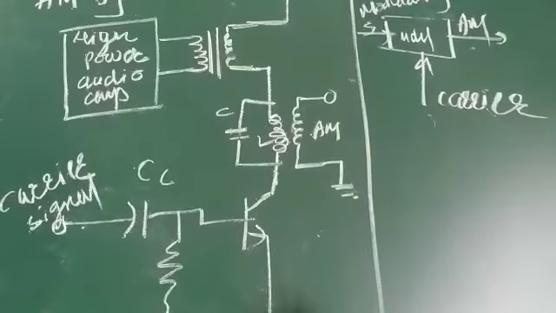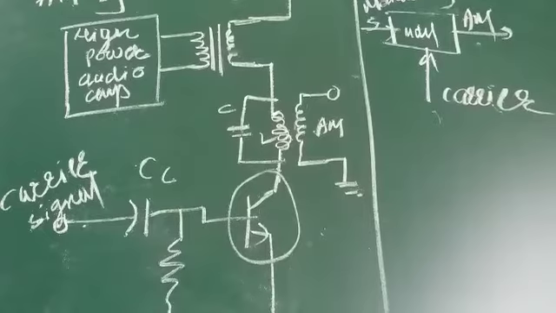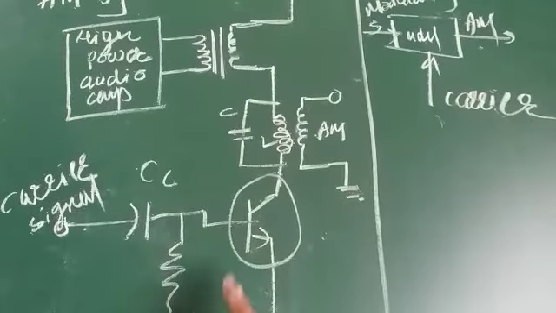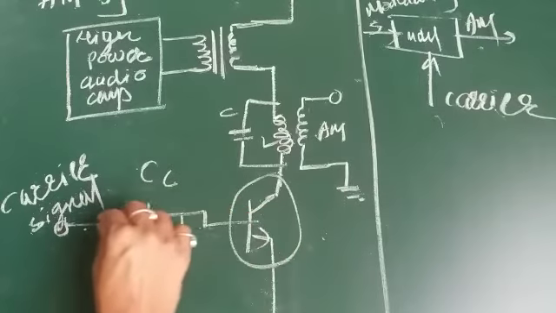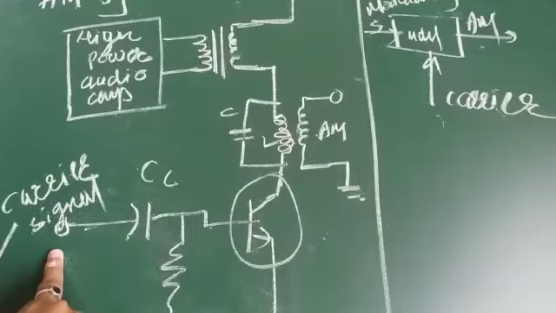Okay, so this is the basic component, that is the transistor. Okay, so let us see first the construction. So see here, across the base of the transistor we applied the carrier signal, that is a high frequency waveform.